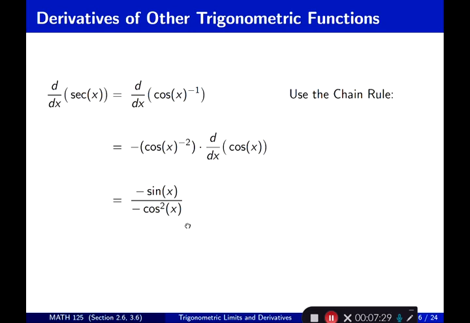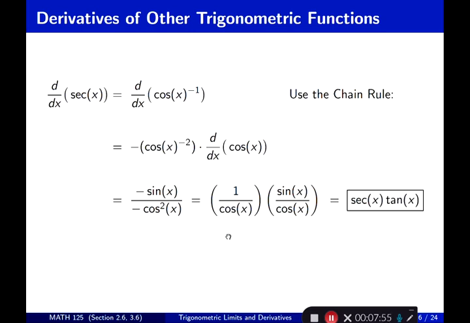And this, I can use some algebra to put sine of x over cosine of x and multiply it by 1 over cosine of x. So it looks like this. The fraction hasn't changed, it's just the product of two fractions now. And the first one is secant of x, the second one is tangent of x. And we just proved derivative of secant of x is secant of x times tangent of x.